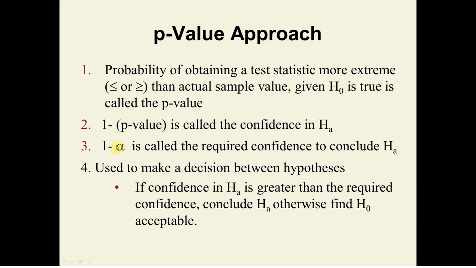If we're testing at a significance level of say 5%, then we need 95% confidence at least to conclude HA, or the alternative, but we actually have 99. So 99% is higher than 95%. So we are more confident than we need to be to conclude HA, and so we conclude the alternative is true, rejecting H naught. Again, in practice, this is a lot easier to do than it is to talk about.